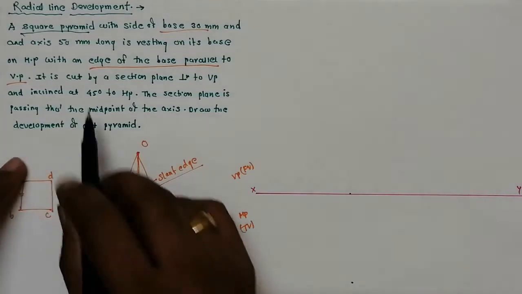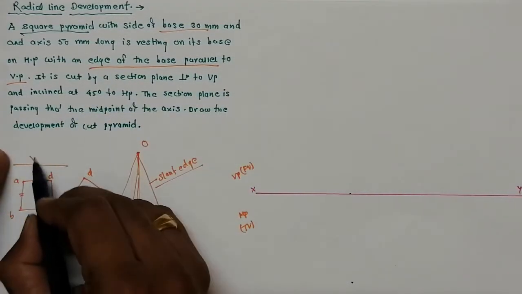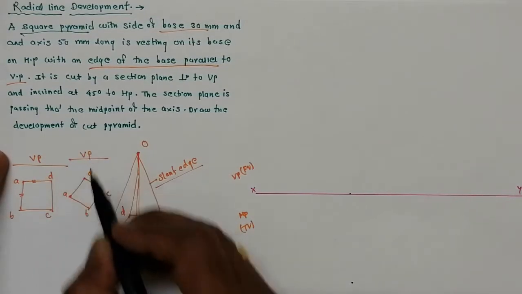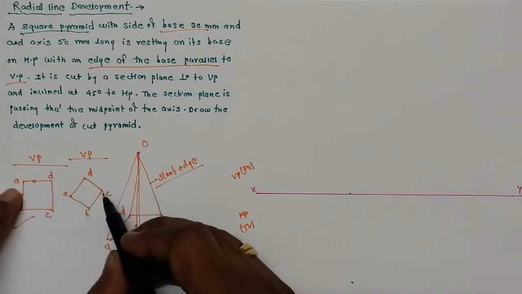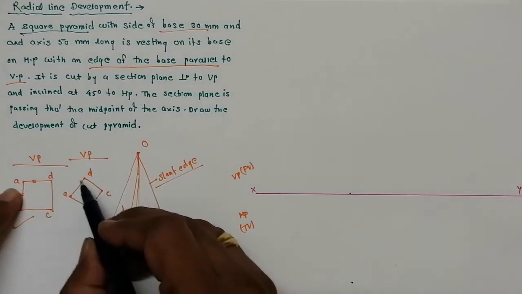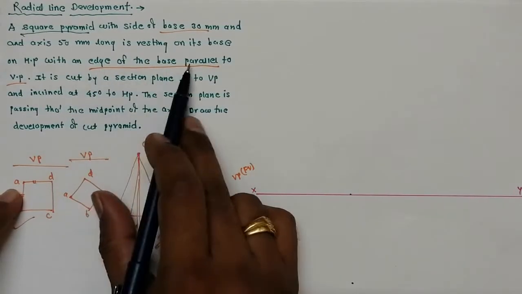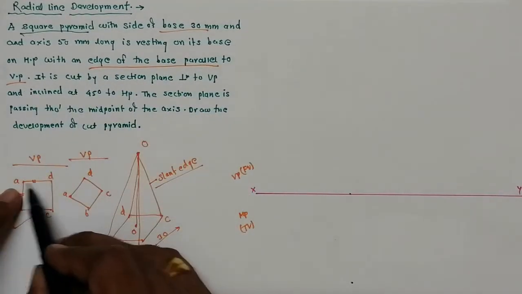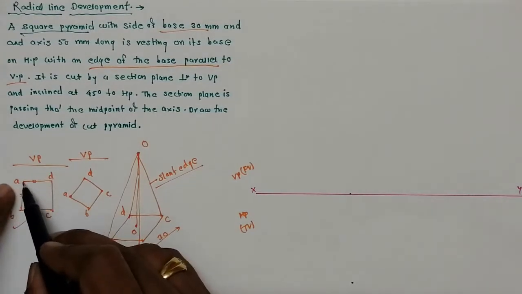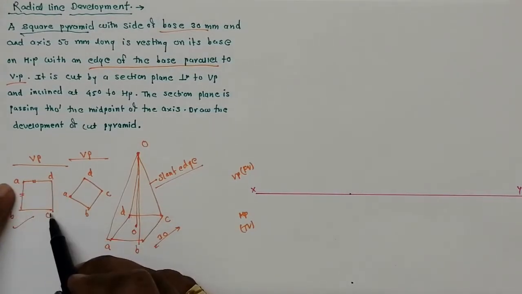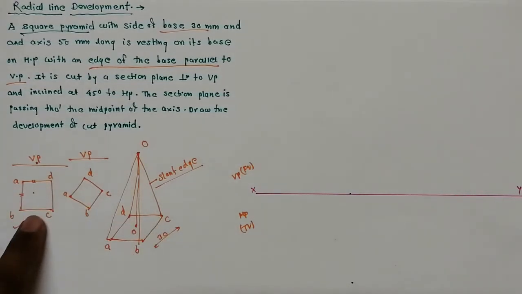Now what is given? An edge of the base parallel to the VP. So this edge must be parallel to the VP. This condition gives the correct position. The other is not, because all the edges of the base are inclined to the VP, and in the problem it is given that an edge of the base must be parallel to the VP. Here the AD edge and the BC edge are parallel to the VP. So this is the correct position of the square.